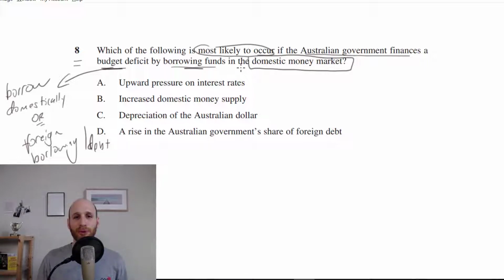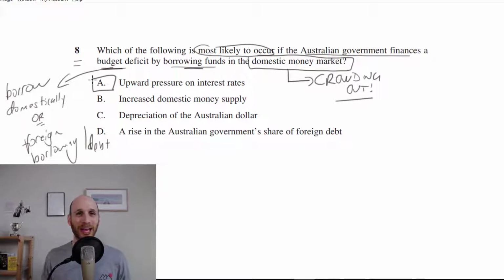Now remember that if the government borrows funds in the domestic money market, that is likely to have an impact on all the people that are trying to find money locally. This is going to have a crowding out effect. And what it's going to do is that it's going to put upward pressure on interest rates because the government is coming in and borrowing all those funds, the borrowable funds in the economy, leaving nothing for anyone else because lenders would prefer to lend to the government, who is very reliable and likely to pay back their money because, well, they're the government.